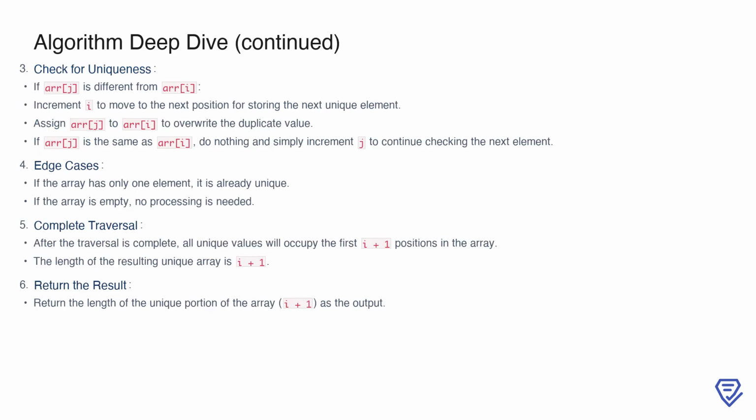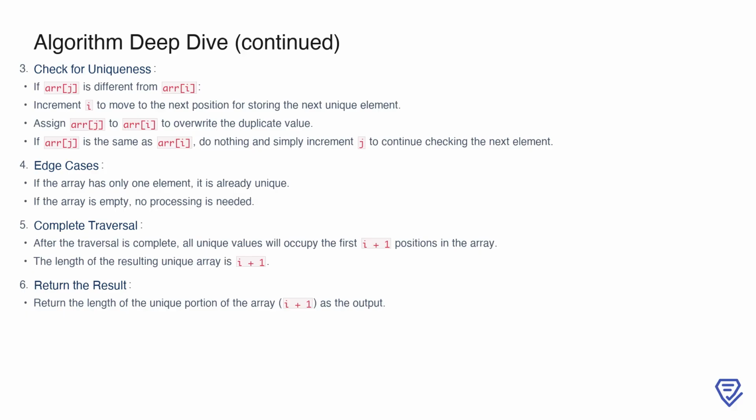When checking for uniqueness, we compare the elements at i and j. If the value at j is different from the value at i, it means we've found a new unique element. In this case, we increment i to move to the next position where the unique element will be stored, and then assign the value at j to i. On the other hand, if the values at i and j are the same, it indicates a duplicate, so we simply increment j to continue scanning the array for the next unique value.